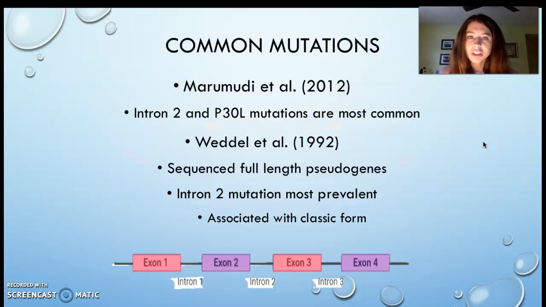So Waddell et al. sequenced full-length pseudogenes. They found that the intron 2 mutation was the most prevalent and associated with the classic form. And that does make sense because introns are non-coding sequences. You don't want them to be transcribed or translated since the protein product produced from that would almost certainly be non-functional. And in an intron 2 mutation, the second intron is incorrectly spliced, leading it to probably be transcribed and translated. Therefore, the 21-hydroxylase enzyme is non-functional, hence the classic form.